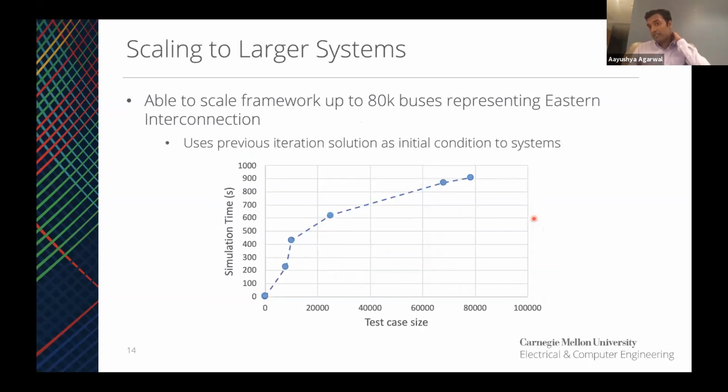So this framework is also scalable to much larger systems. We've taken this to test cases up to 80,000 bus systems representing the U.S. Eastern interconnection, and we're able to simulate 20-minute time windows, up to an 80,000 bus system, and we did that in roughly 15 minutes. So we're able to show that because it is such a robust and scalable framework, we're able to solve extremely large cases that would be very useful for planning and operational engineers.